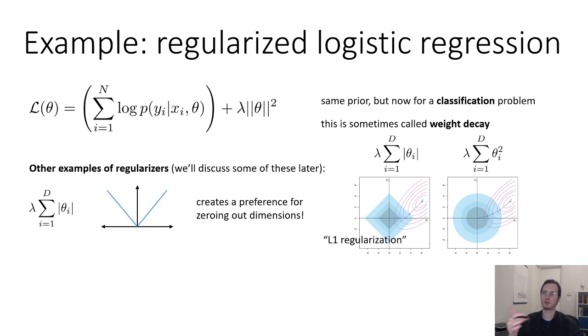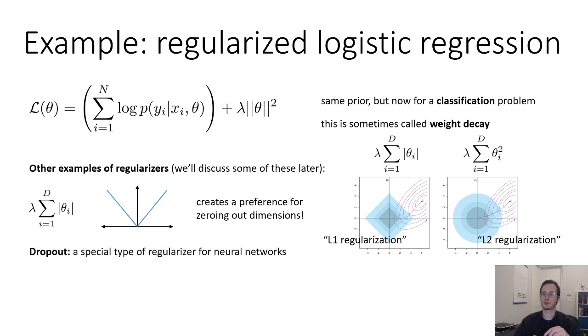Colloquially, this absolute value regularizer is sometimes called L1 regularization, and it corresponds to something called the Laplace distribution. The weight decay, the squared regularizer, is sometimes called L2 regularization. That comes from the notion of L2 norm versus L1 norm. Another regularizer that's used sometimes with deep neural nets is something called dropout. It's a special kind of regularizer for neural networks. We'll discuss that a lot more later.